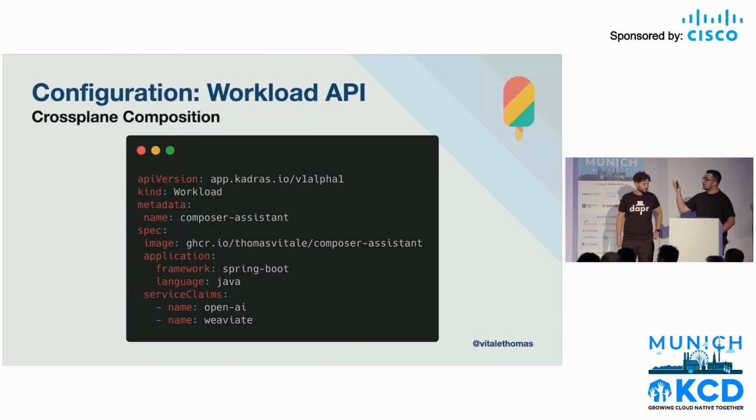So I could use Crossplane to define a nice API. In this case, I called it a workload API. And there are only a few fields that the developer needs to provide: an image name, some meta information about the language and the framework, and what are the claims for services. So I want to integrate this application with two specific services. I can just name them. And then the implementation of this API will take care of the rest.